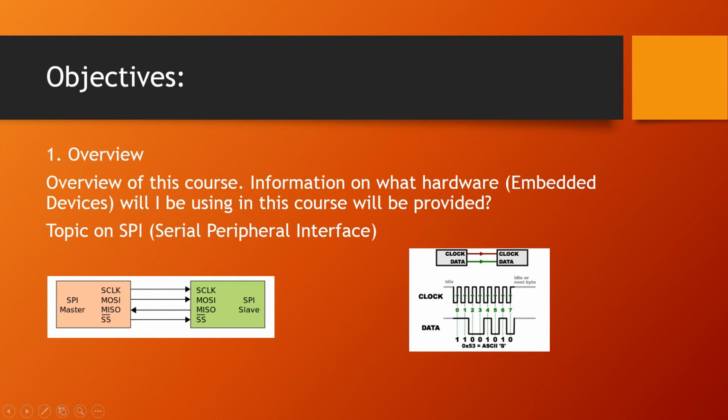Okay, let's go over objectives of this course. The first is overview. I will talk about overview of this course in the beginning. I'll provide information on what hardware or embedded devices we will be using in this course. We will also talk about embedded systems in general with the topic on SPI, Serial Peripheral Interface.